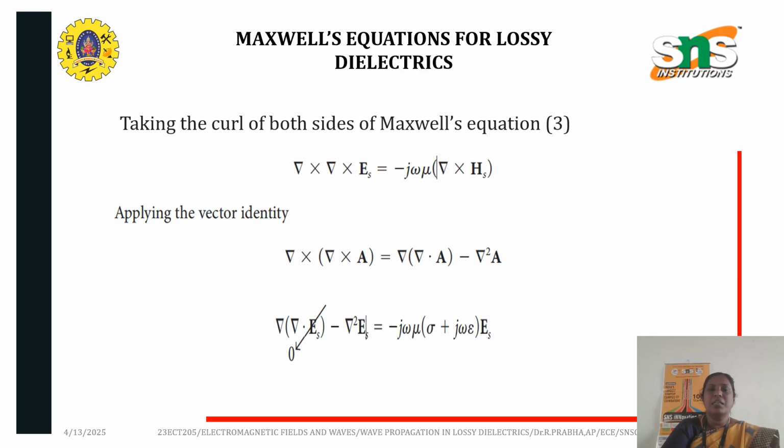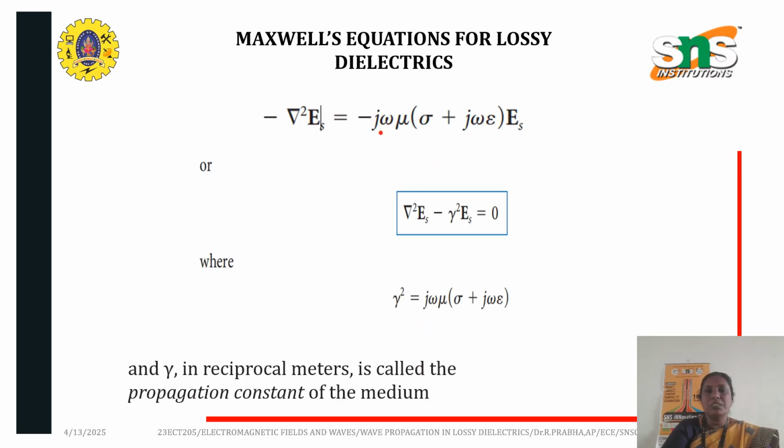Now we take the curl of both sides of Maxwell's equation, where del cross E is equal to minus j omega mu into del cross H. Now we apply the vector identity del cross del cross A is equal to del into del dot A minus del square A, and since del dot E is equal to 0, this equation becomes minus del square E is equal to minus j omega mu into sigma plus j omega epsilon into Es. So finally we can write del square Es minus gamma squared Es equal to 0.